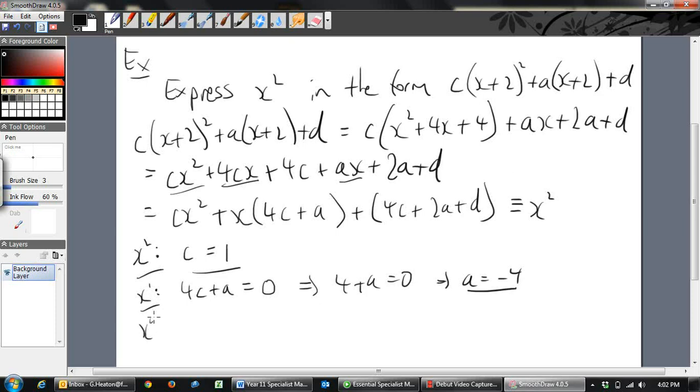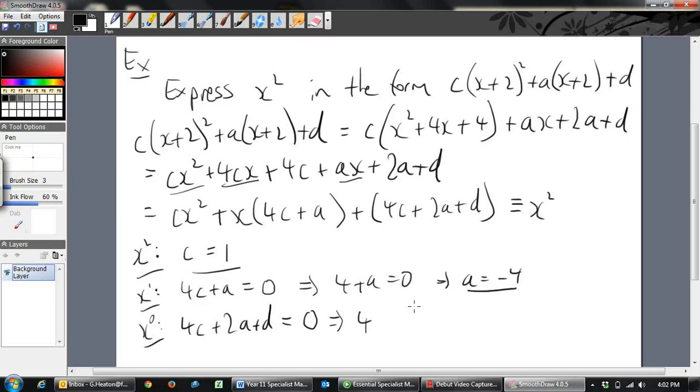And then we've got x to the power 0. Let's have a look at that. What are our constants? We've got 4c plus 2a plus d. There are constants on the left-hand side. What are the constants on the right-hand side? None again. Okay. Let's plug in our known values.